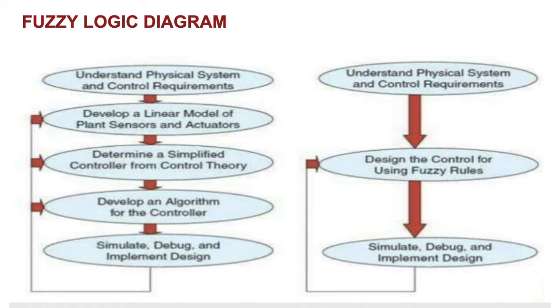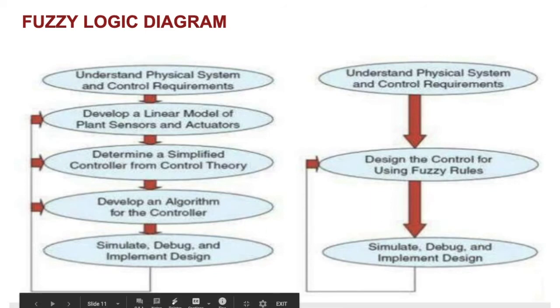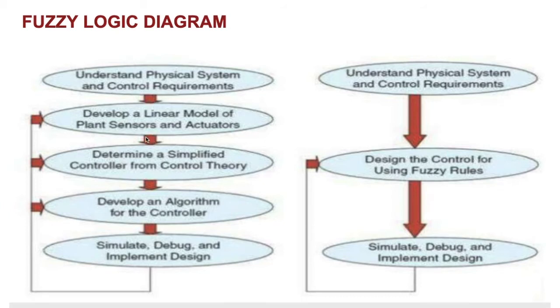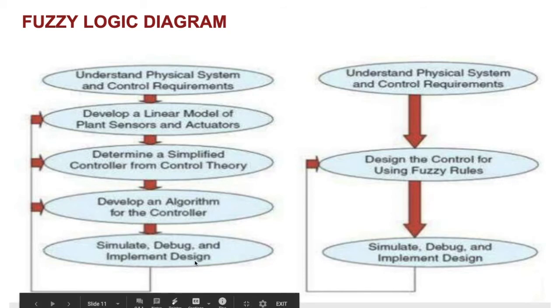The fuzzy logic diagram. This is the block diagram of fuzzy logic: understand the physical system and control requirements. Next step is to develop a linear model of the plant, sensors and actuators. Determine a simplified controller from the control theory. Develop an algorithm for the controller. Simulate, debug, and implement the design. This step will move forward to backward, and this is a continuous phase.